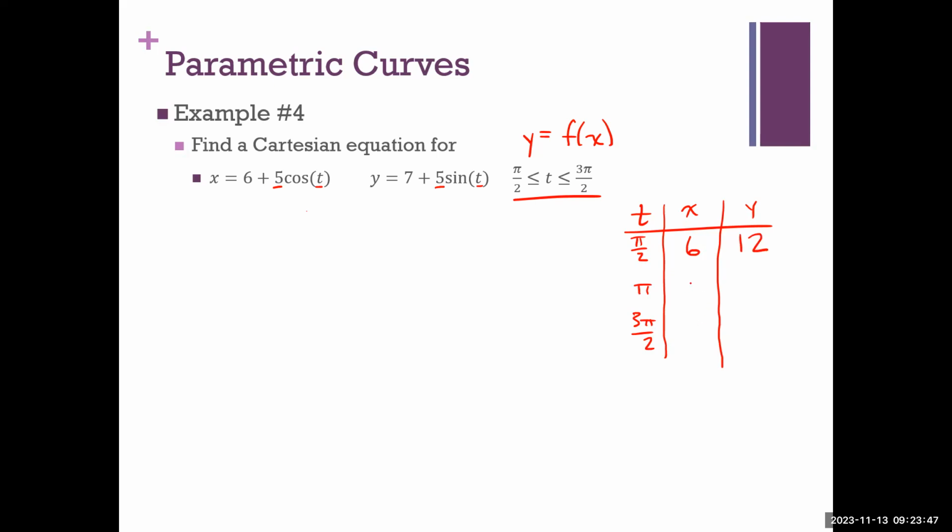And then pi, I should get the next point. And 3 pi over 2, I should get the last point. Yes? Yeah. Okay, so now I can graph those.